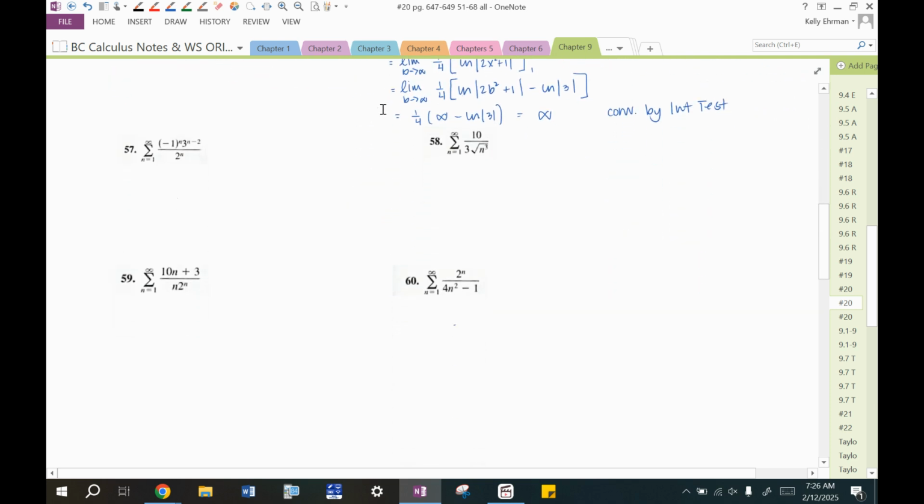All right, let's look at 57. Will alternating series work for this one? Let's see. It's definitely alternating. But then we have this weird thing going on. So let's see. This is the limit as n approaches infinity of, let's split this up. This is 3 to the n times 3 to the negative 2 over 2 to the n. So really, 3 to the negative 2 is 1/9. And then it's times 3 over 2 to the n.